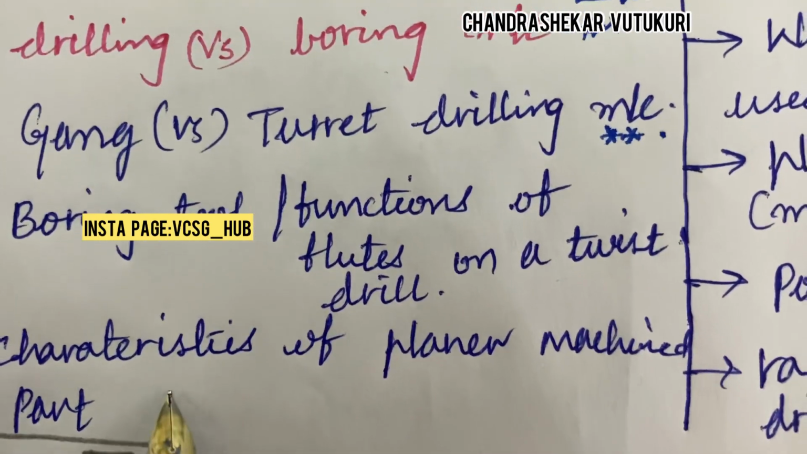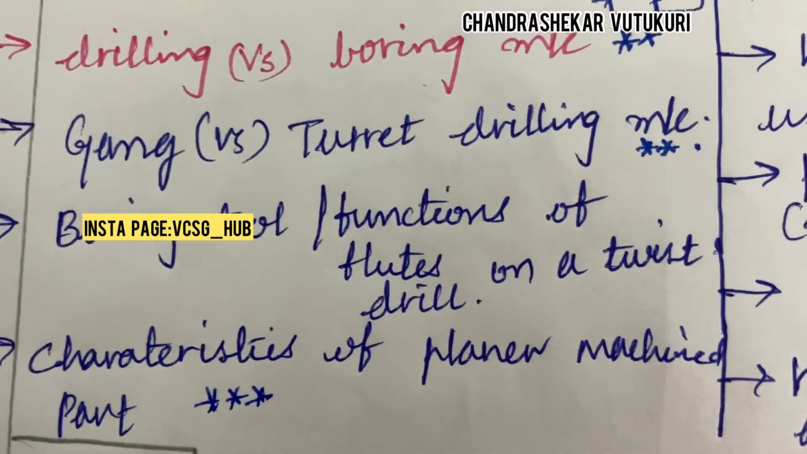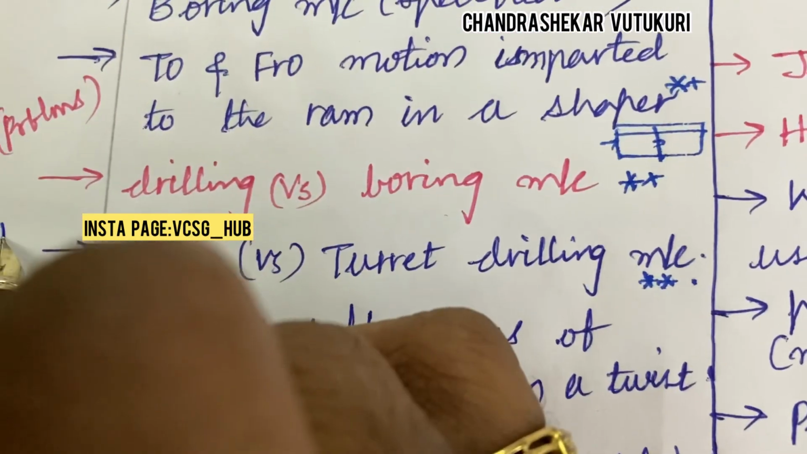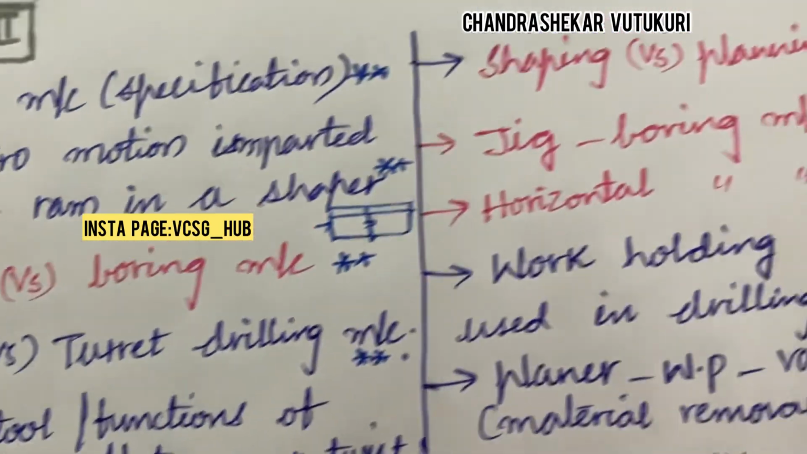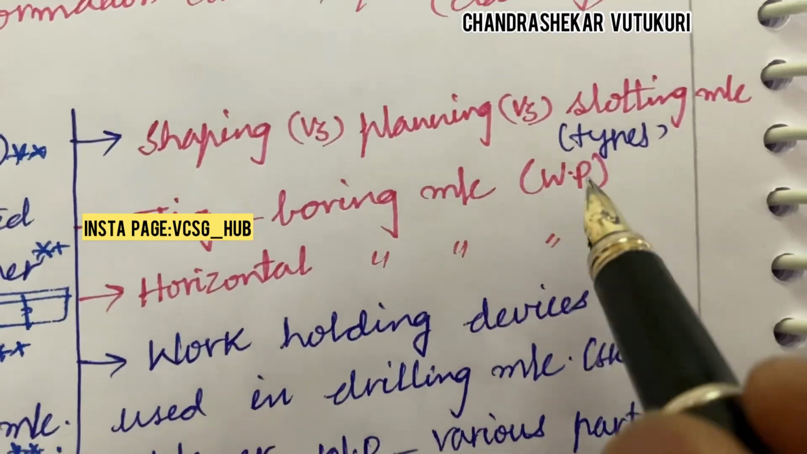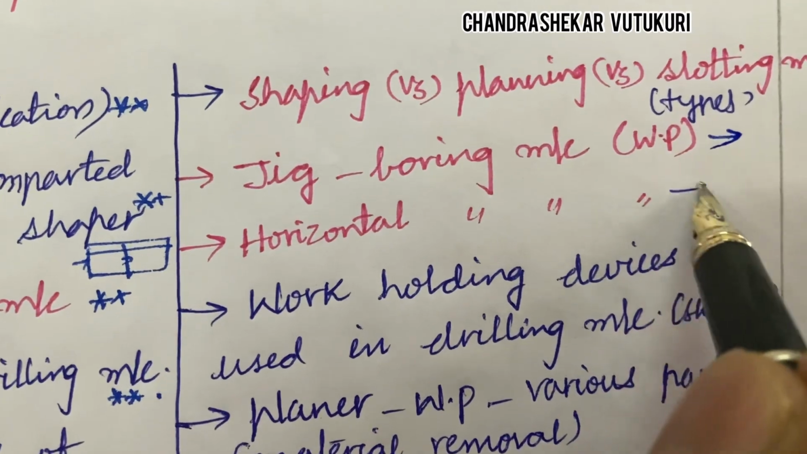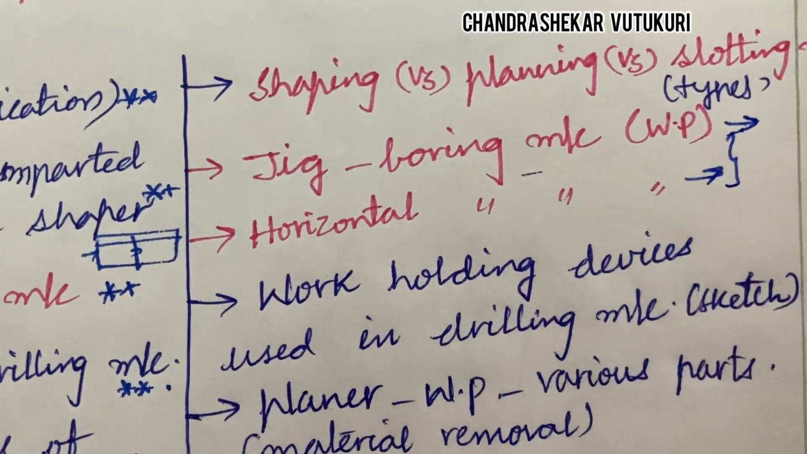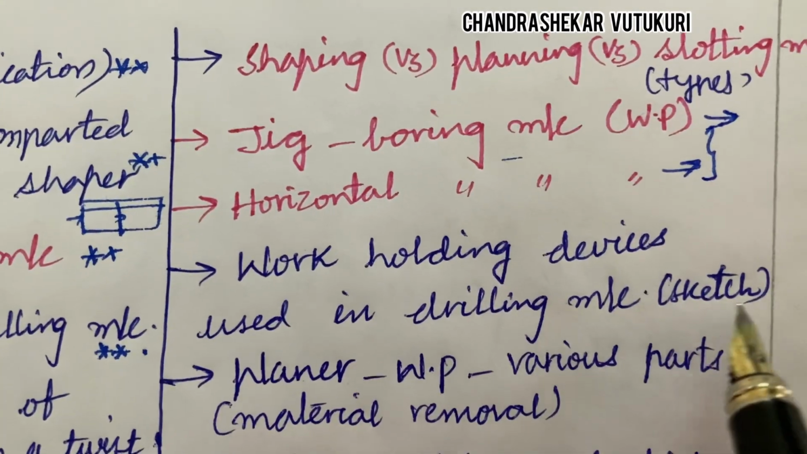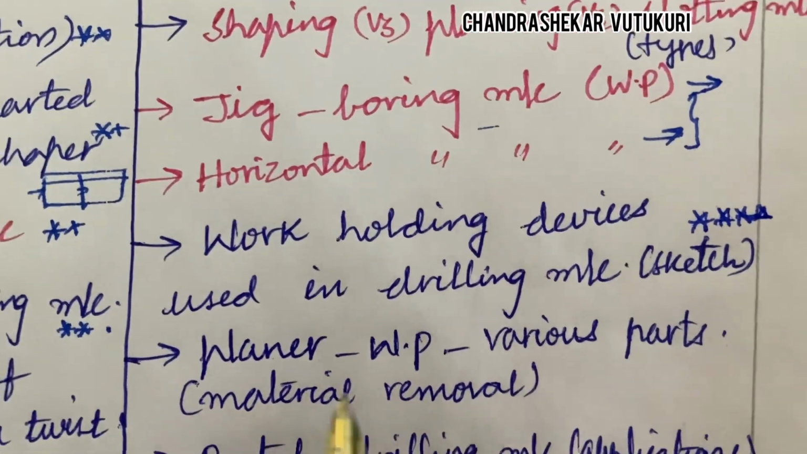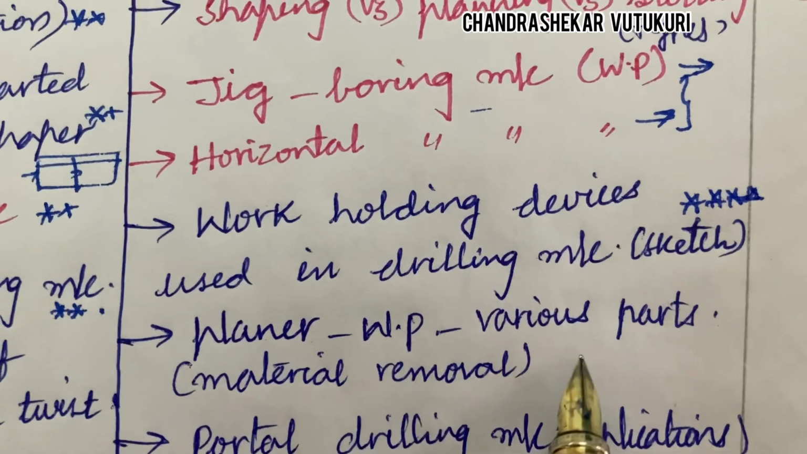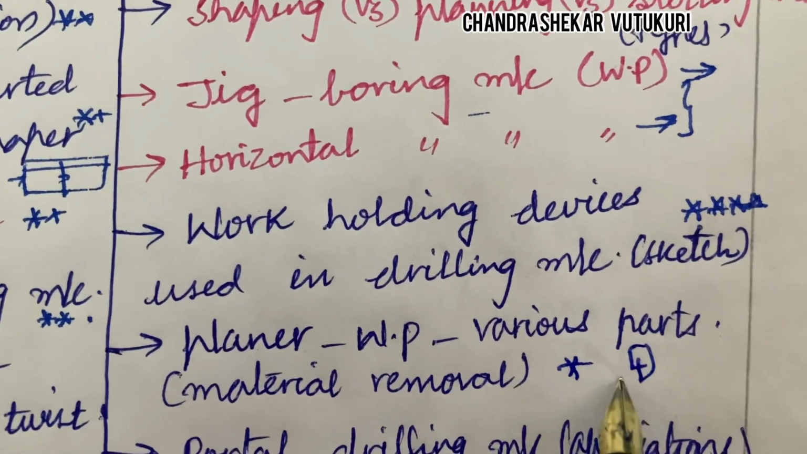Characteristics of planar machine part is also said to be a 2-mark question. Dear students, this comes under the part of 4A as well as 4B from the unit 2. Jig boring machine and the working principle. Horizontal jig boring machine and their comparison. Work holding devices used in drilling machine along with a neat sketch may be also a top question this time. Planar and the working principle, various parts is said to be a topmost question which can occur in the paper.